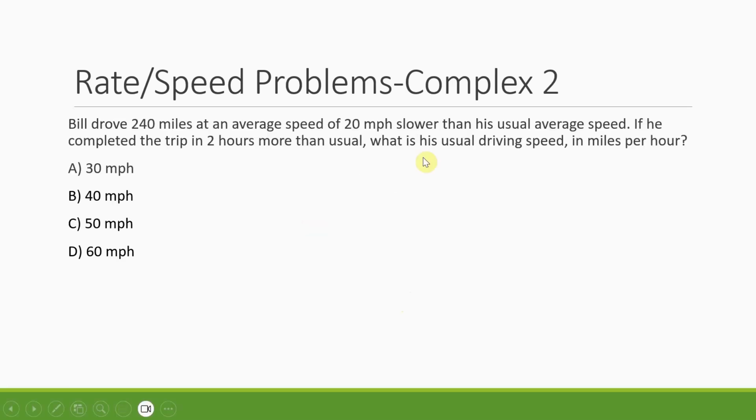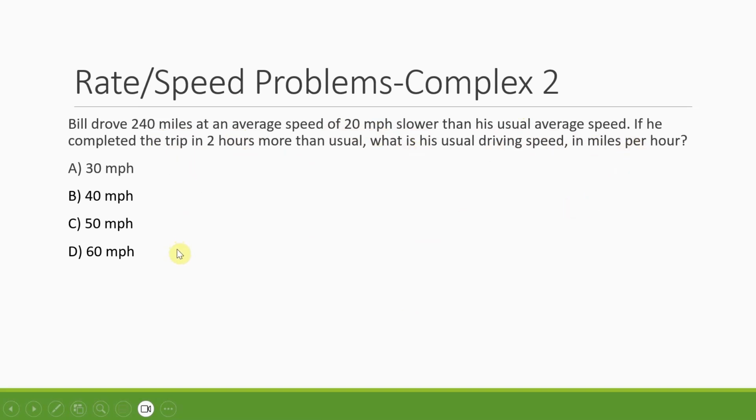Now let's take a look at a second type of complex problem that they might ask. Bill drove 240 miles at an average speed of 20 miles per hour slower than his usual average speed. If he completed the trip in 2 hours more than usual, which would make sense because he's going slower, what's his usual driving speed in miles per hour?